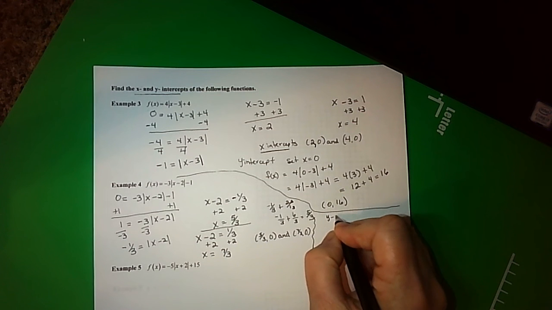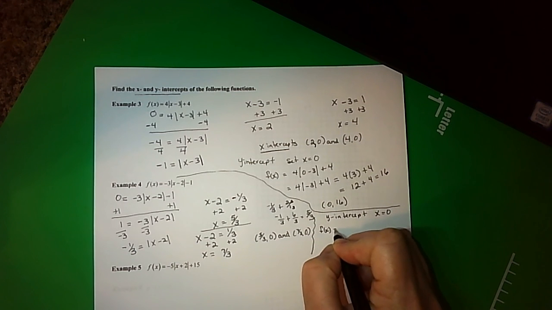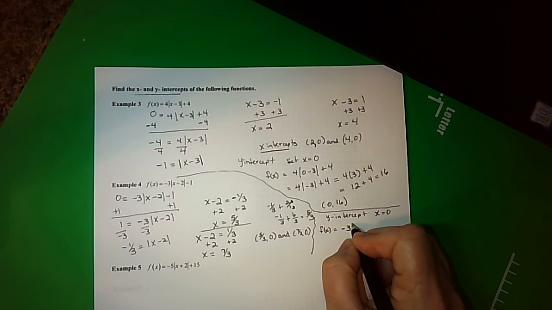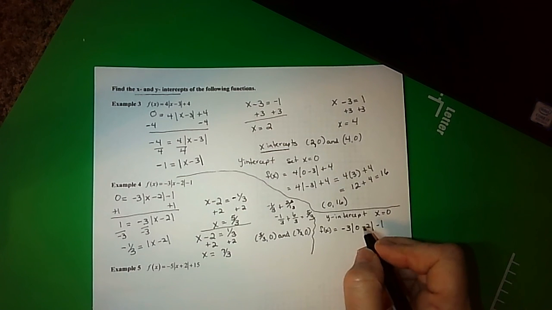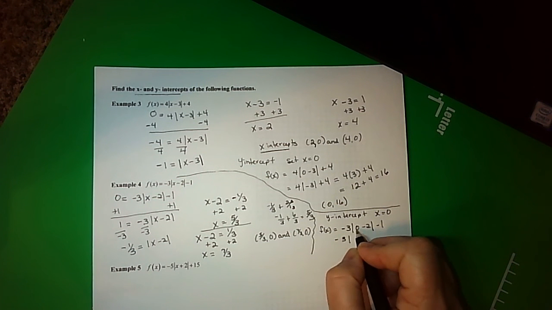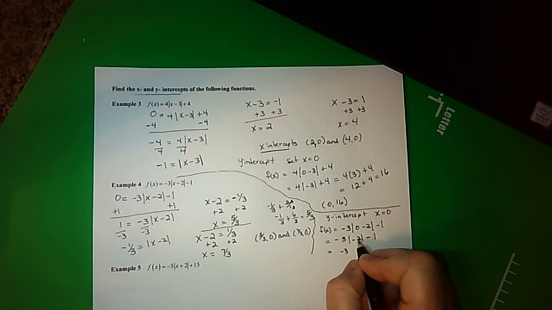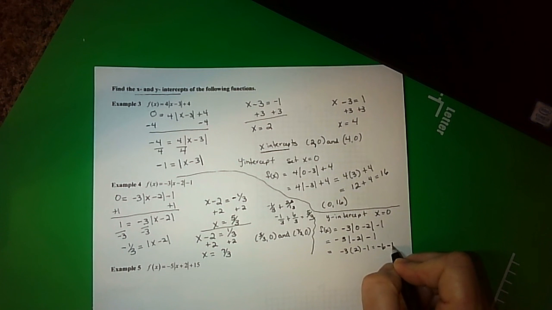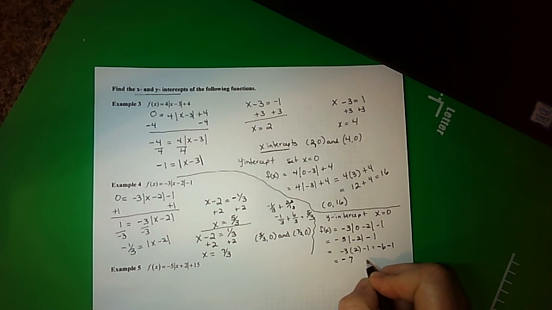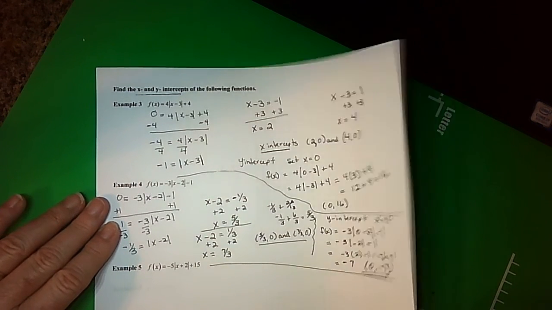And the y-intercept, again, I'm setting x equal to 0. So I have f of x equals negative 3 times the absolute value of 0 minus 2, minus 1, because I always go back to my original function. So negative 3, 0 minus 2 gives me a negative 2, minus 1. The absolute value of negative 2 is positive 2. Negative 3 times 2 is negative 6 minus 1, which gives me negative 7. So my y-intercept is 0 and negative 7. Let's squeeze that one in, but I think we're okay.